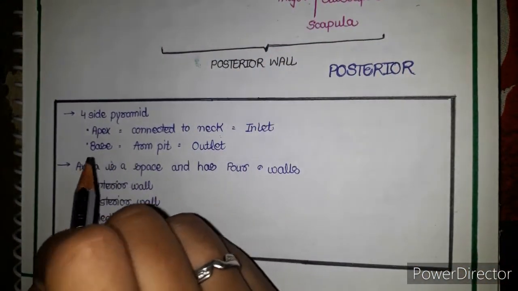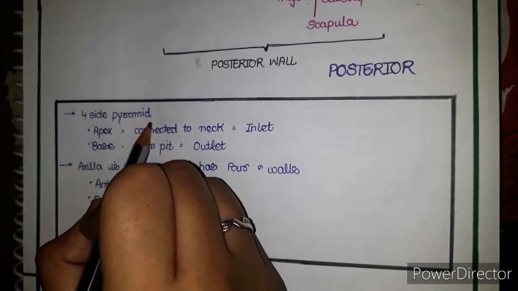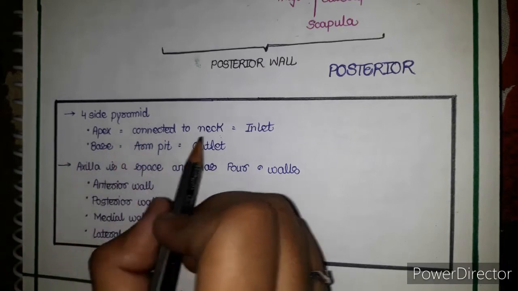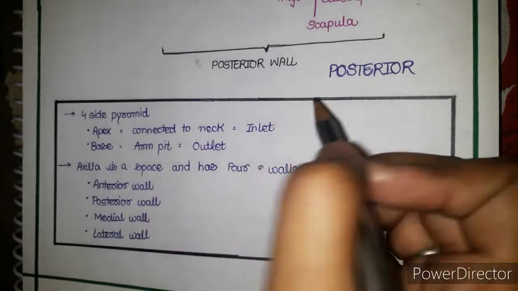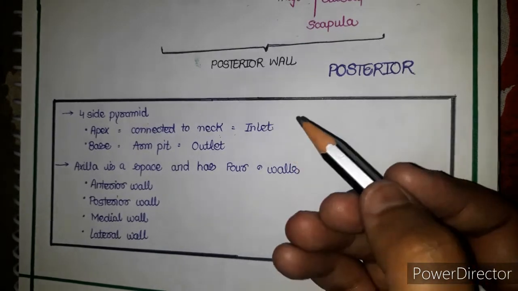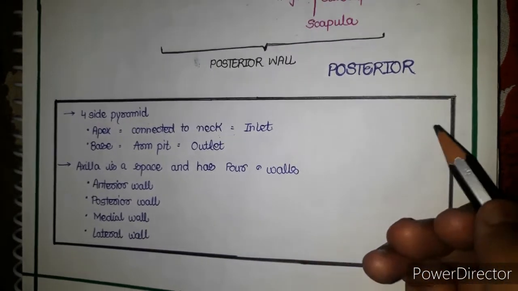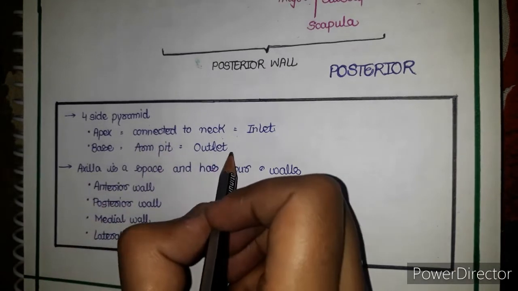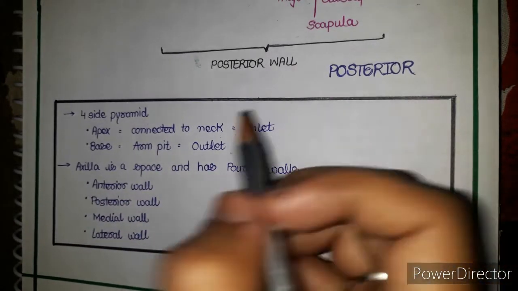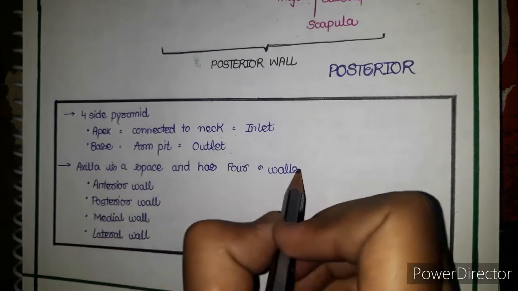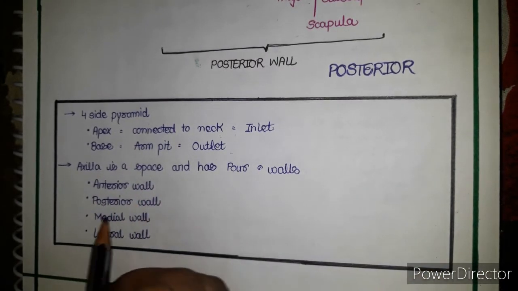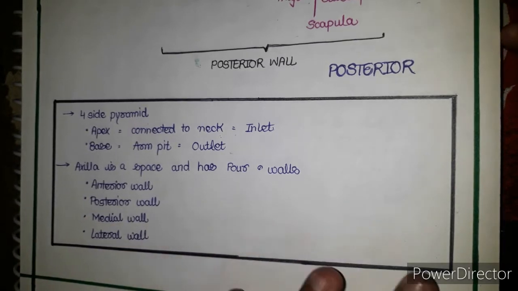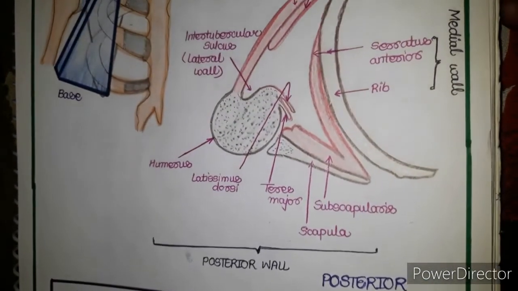Okay, so just review it, or just briefly explain. I want to briefly explain it again. This is a 4-sided pyramid. Axilla is a 4-sided pyramid. It has apex connected to the neck. It is also known as the inlet because the important structures will enter through it and pass into the upper limb. Second one is the base. Base is also known as the armpit or outlet because the structures will exit through this. Axilla is a space which has 4 walls. Okay, the anterior wall, posterior wall, medial wall and lateral wall. I have already explained you all the walls. Okay, so yeah, this is all about the axilla.